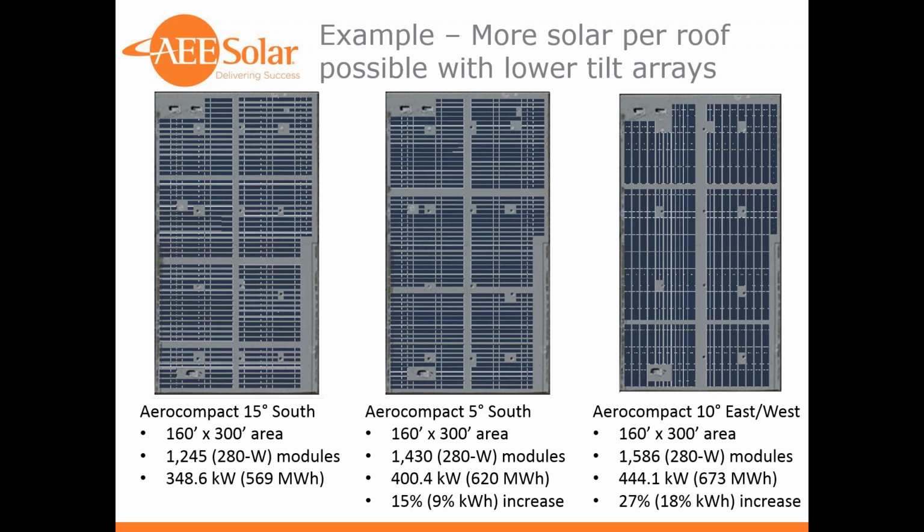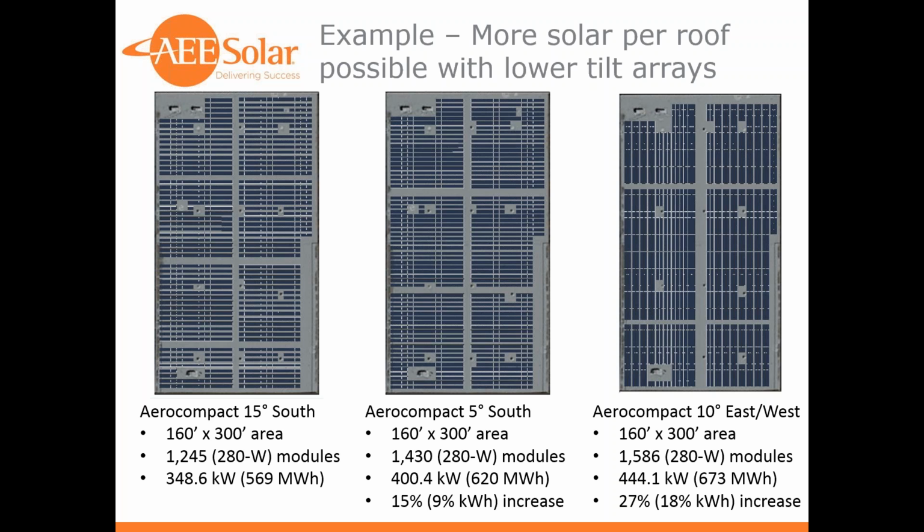purposes only. So on the same building, if we go with the 15 degrees south, we fit 1,245 standard 60 cell modules. That array over the course of the year produced 348 kilowatts, 569 megawatt hours. So 350 kilowatts was deployed there in this example. With the 5 degrees south, we were able to get 400 kW, almost 50 kW more, and over the course of the year, we delivered 9% higher kilowatt hour production at 620 megawatt hours.